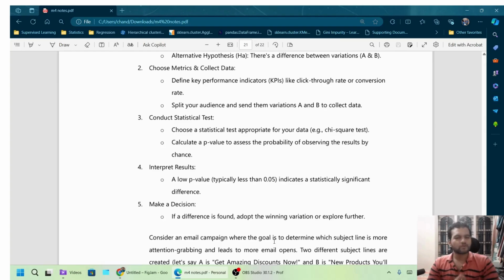Next, based on the results, we will make a decision. We go with variation A, or with B, or we explore further, or we do some other tests. If this is not working out, we define another key performance indicator, or we change the assumptions. Let us see an example of this.